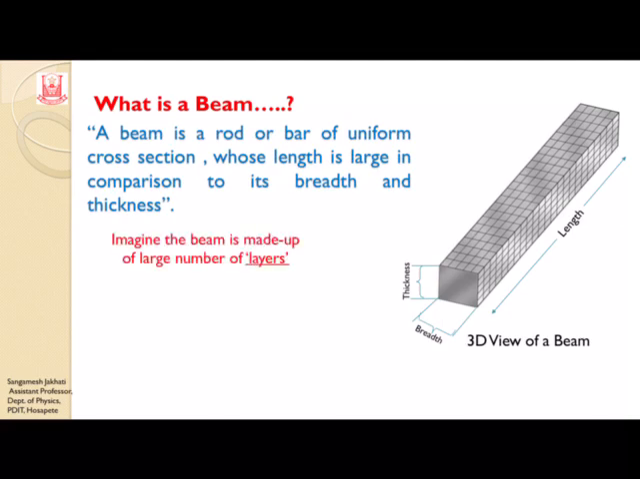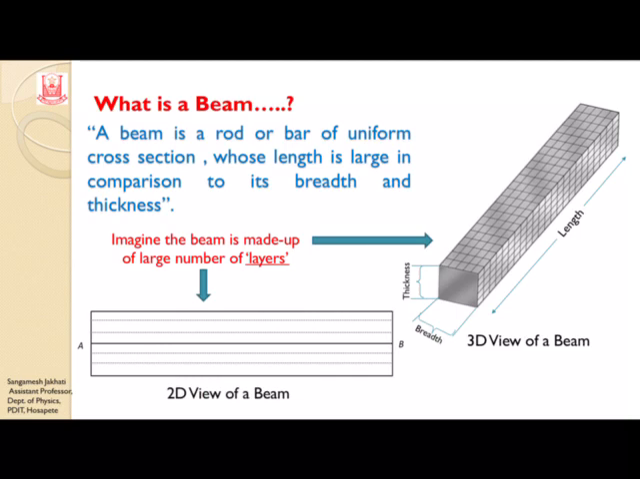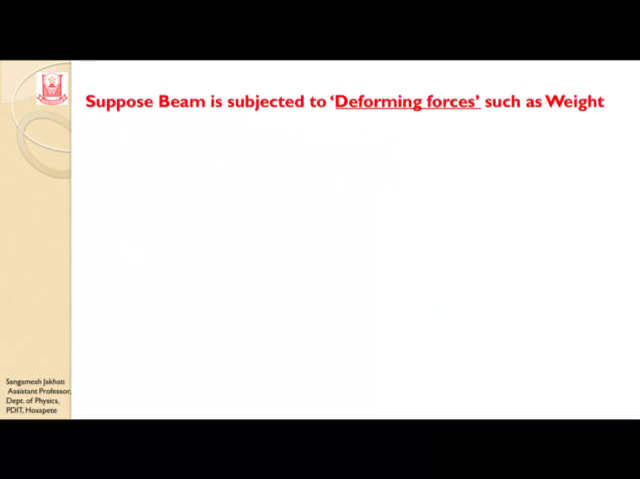Suppose we imagine this beam to be made up of a large number of layers that are placed one above the other. So here in the 3D view of a beam, it is showing only the horizontal layers, which are placed one after the other. We are imagining the beam to be made up of a large number of horizontal surfaces or layers placed one above the other.